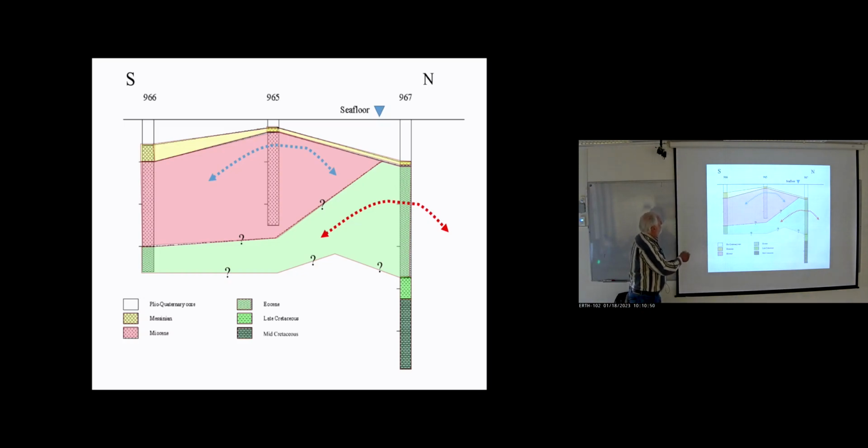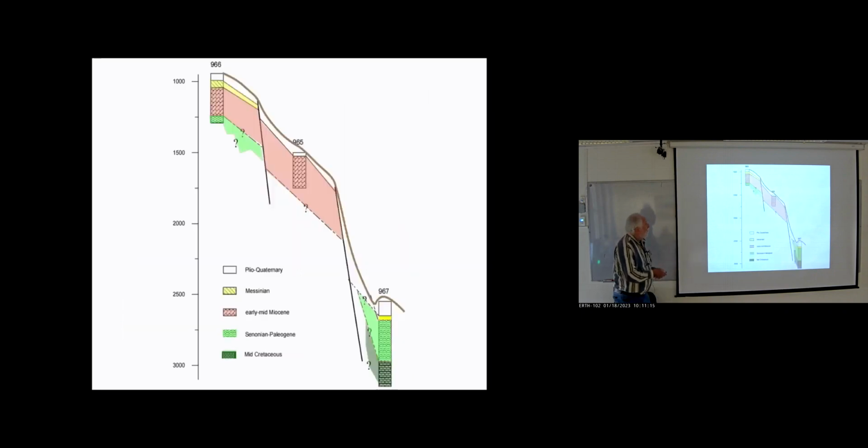The yellow is the Messinian, the pink is Miocene, pre-Messinian, and the green is Eocene Senonian. This is the Cretaceous. Aptian was found here. So it looked as though it could be some sort of an anticline here or some sort of an anticline here. But when we correct for water depth, it looks totally different.